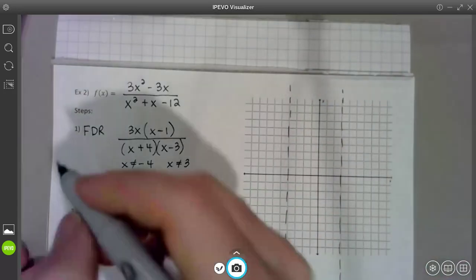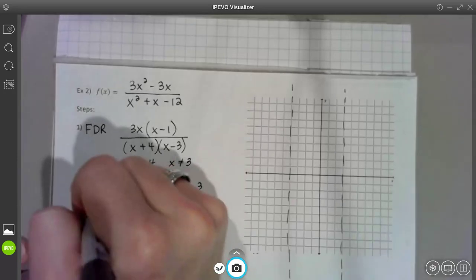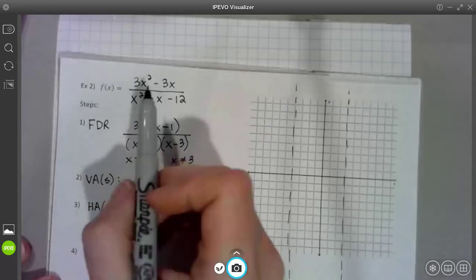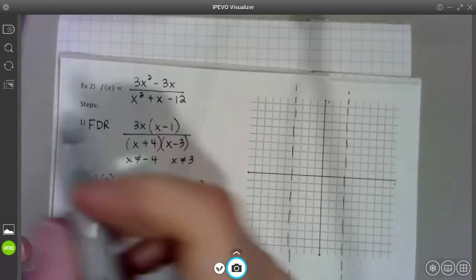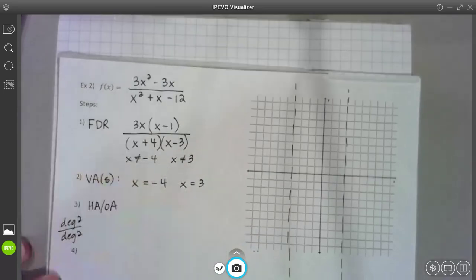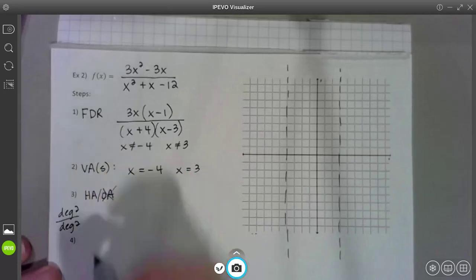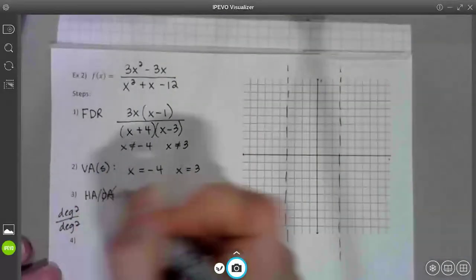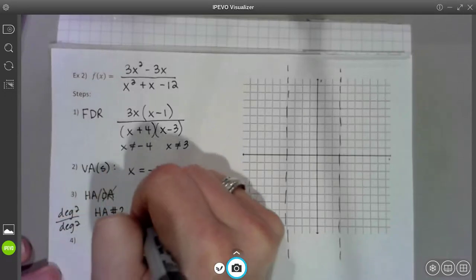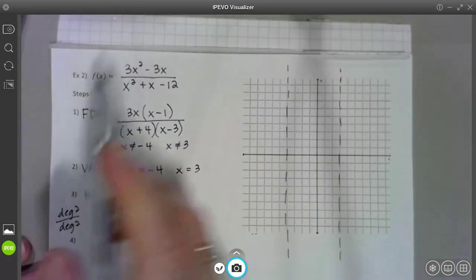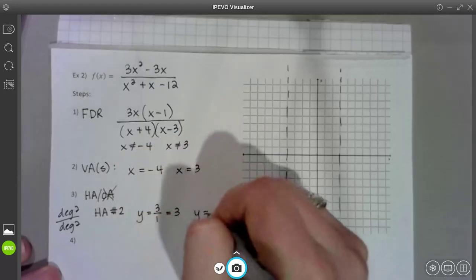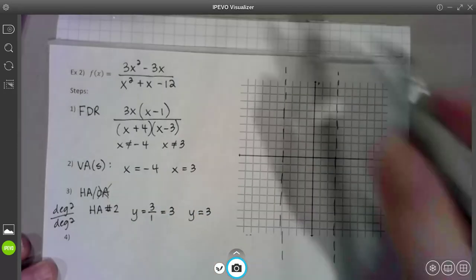Okay. All right, let's get our HA or our OA now. Well, this one clearly shows a degree 2 over a degree 2. So according to asymptote rule number 2, there will be an HA, no OA, and your HA will be the ratio of the leading coefficients. Y will equal 3 over 1, which is 3. So we have a horizontal asymptote at the line y equals 3.